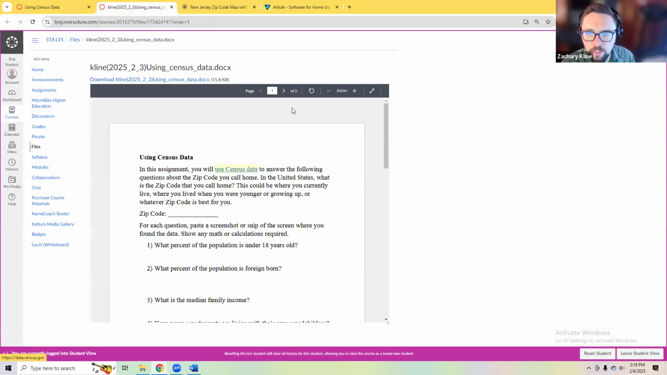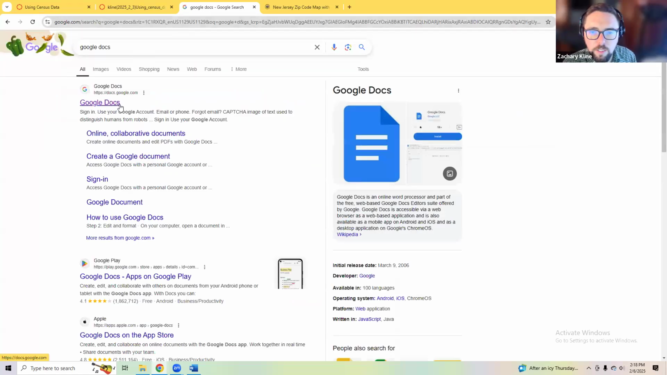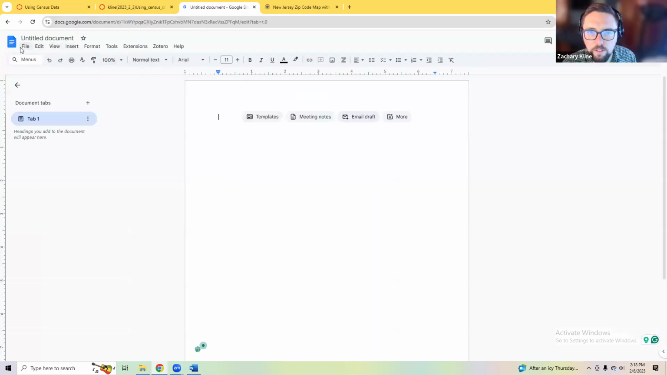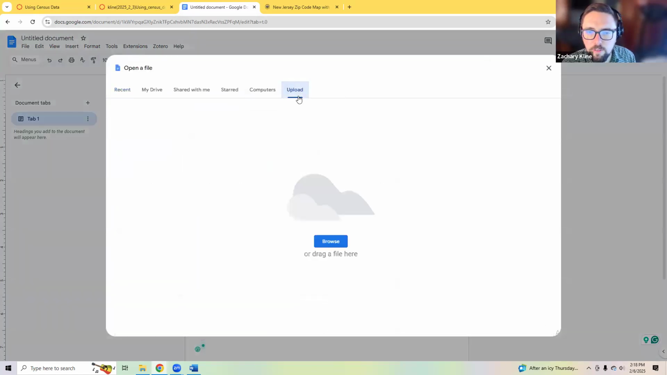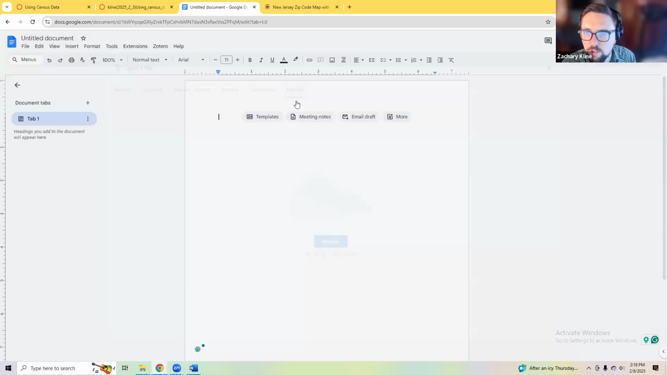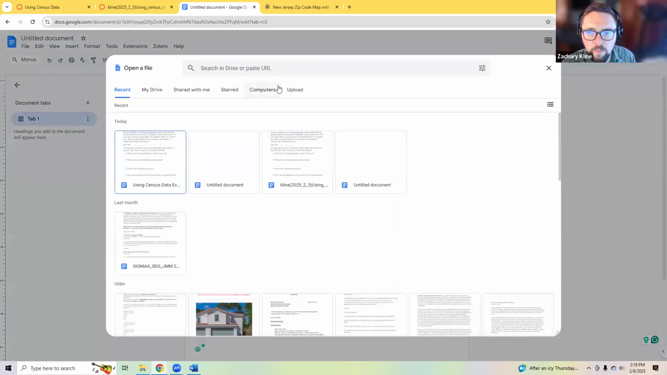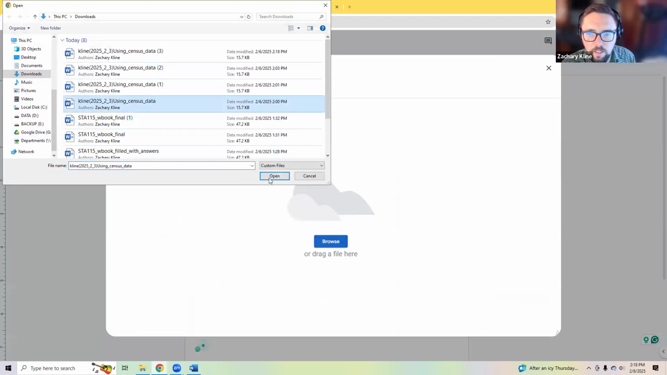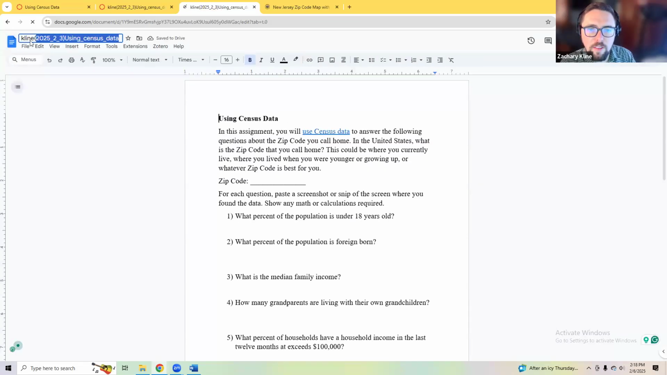The other alternative I'll show you here is that after we download this file, we can also just do it inside of Google Docs. So we can go to Google Docs, create a document, and go to File, Open, and then Upload. File, Open, Upload. I'll try it a little slower. File, Open, Upload. And we can find it, and we upload the file directly here. And you can work from Google Docs.